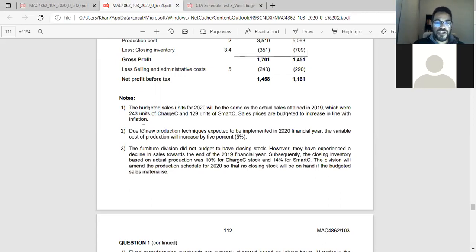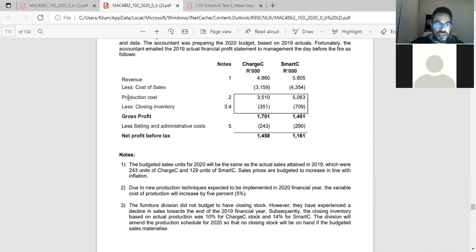Due to new production techniques expected to be implemented in the 2020 financial year, the variable cost of production will increase by 5%. Okay, so as you can see, production costs is that amount over there. So let's say it's going to increase by 5%. So all we will do, we'll take that amount and multiply it by 1.05.